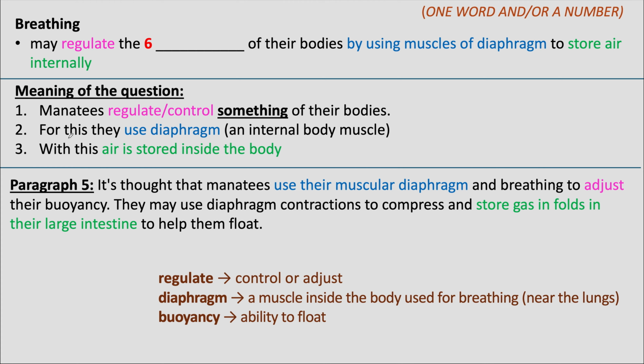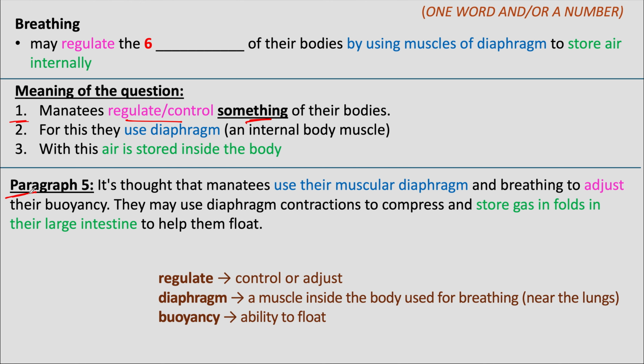The question gives us three ideas. Something in the body is controlled or regulated. This is done using the diaphragm, and air or gas is stored inside the body. So now we know we are looking for something in the bodies that is regulated or controlled.